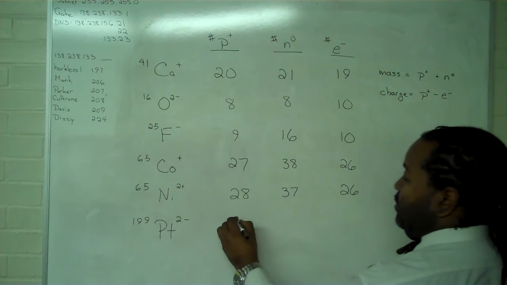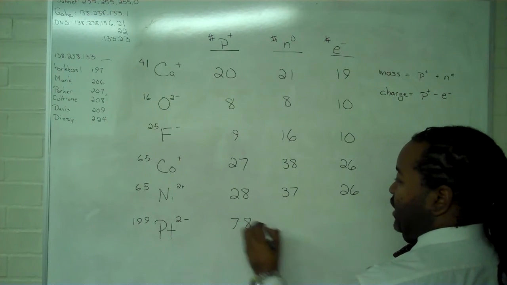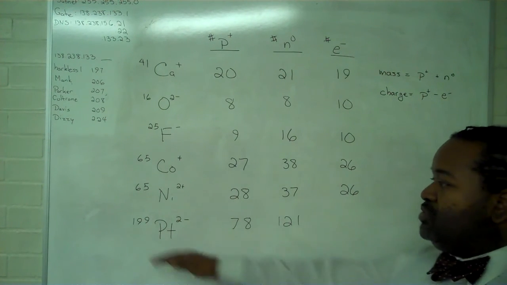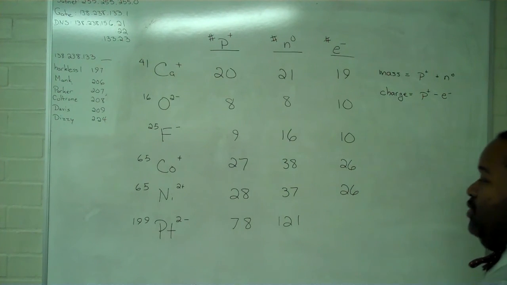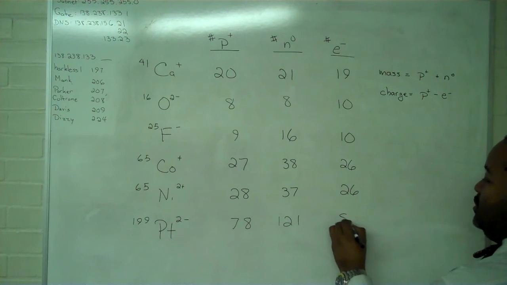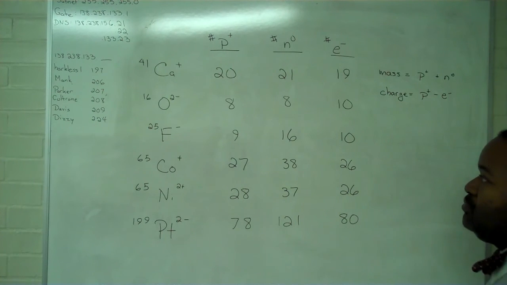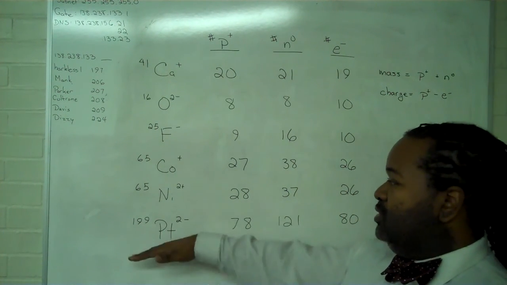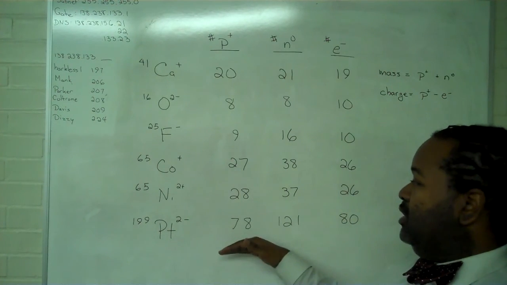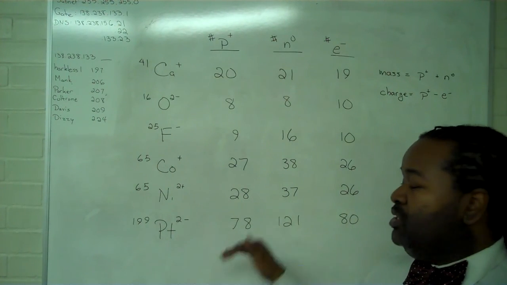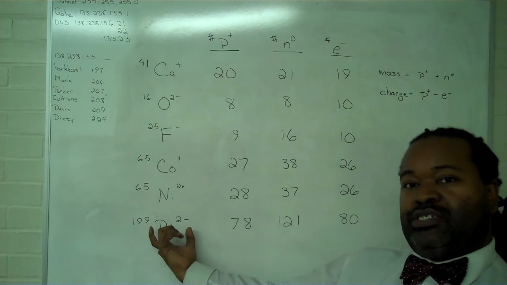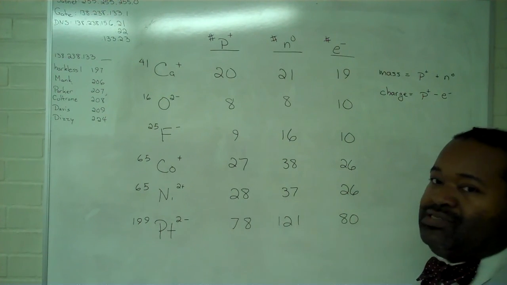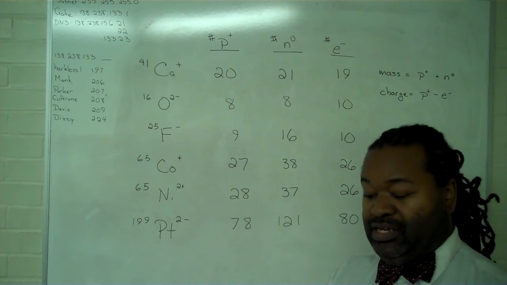For platinum, the atomic number is 78. 78 plus 121 gives us 199. And in order to have a -2 charge, I will need 80 electrons. So this process of looking at the symbol, finding the atomic number to get us our number of protons, and then using that in combination with these two pieces of information is what allows us to find the number of protons, neutrons, and electrons, given an isotope symbol.